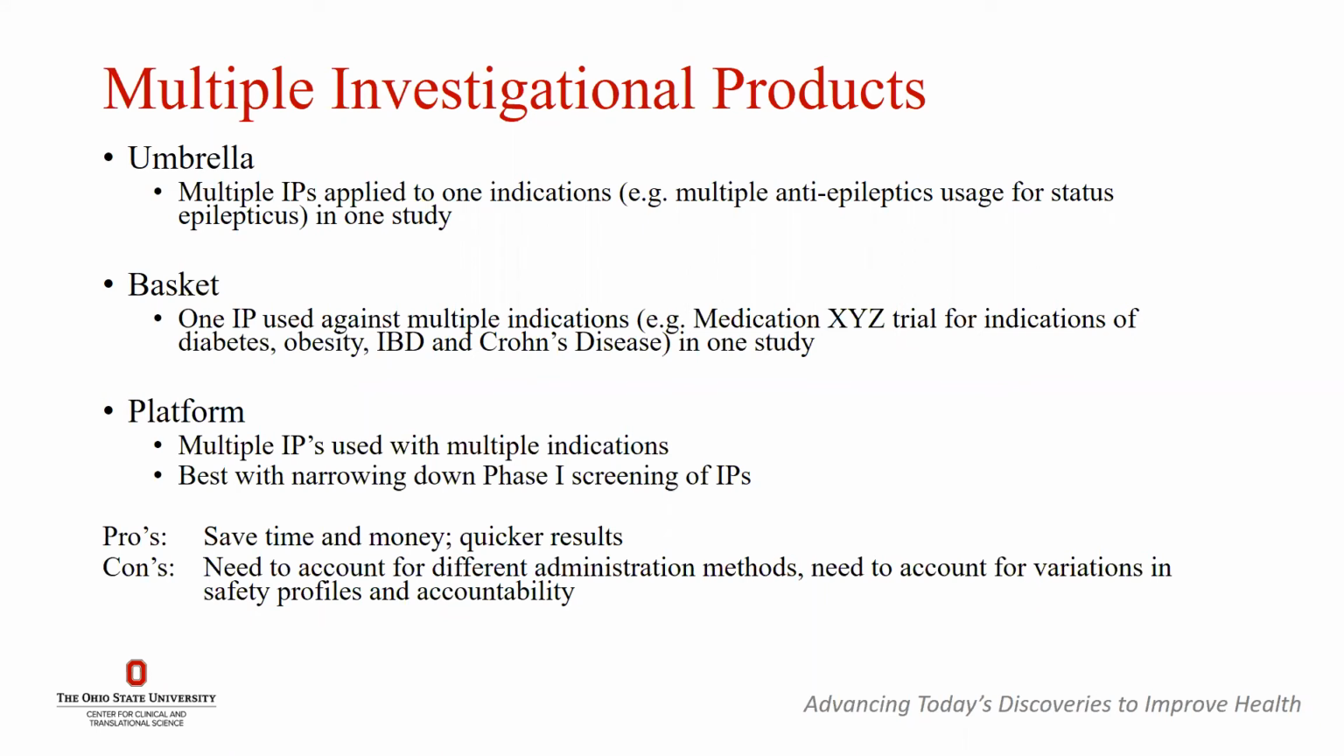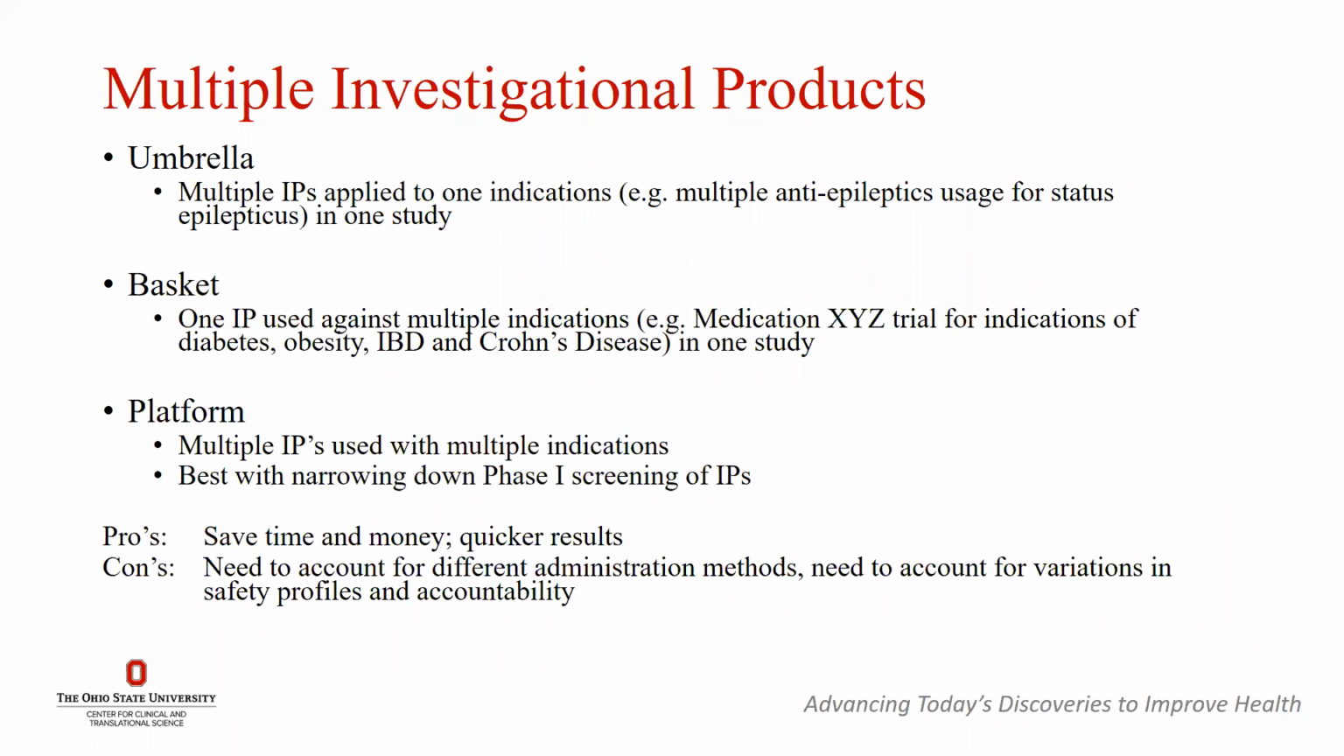tables that look at the different results of using an umbrella versus basket kind of combined. Some of the pros for using these types of study designs are they do save time and money, and they do give you quicker results, but the cons are that they really require a lot of preparation, administrative methods need to be looked for, and then accounting for variations in the safety profiles and accountability.